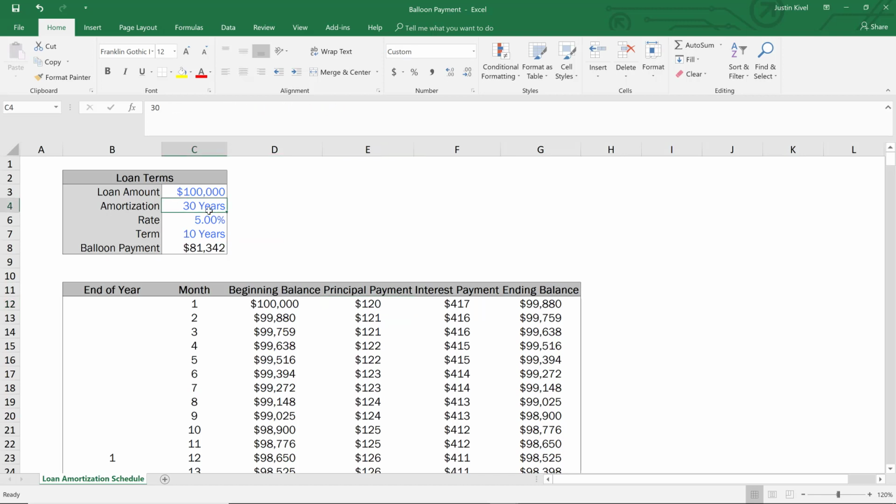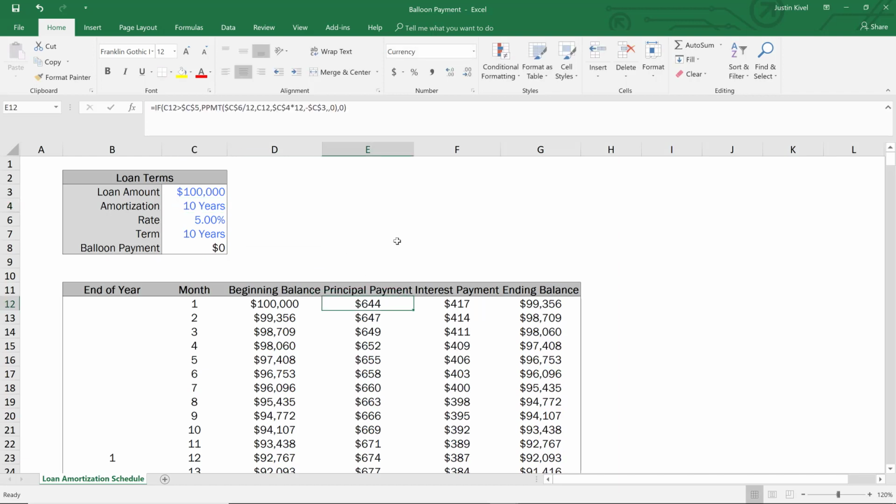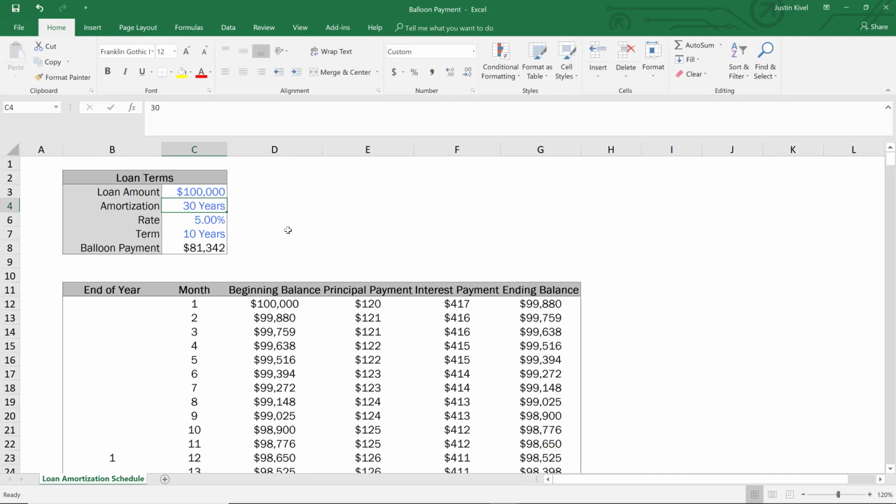So if we were to change the amortization to 10 years, then this loan payment would go up from $537 per month all the way up to $1,061 per month. So it's a huge, huge difference. So there's a really big benefit for investors to get an amortization period that is really as long as they can possibly get. So 30 years makes a lot of sense for a lot of investors.